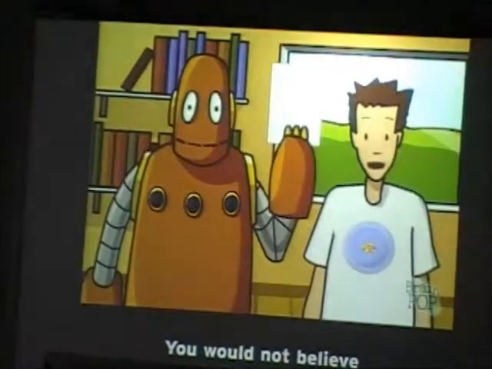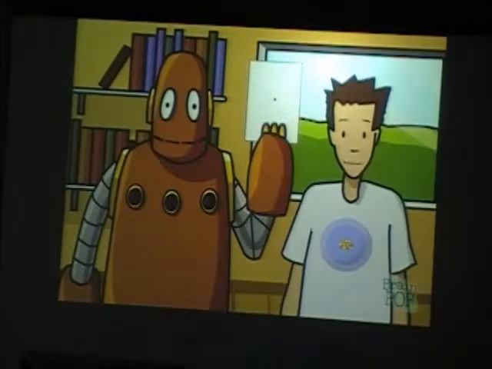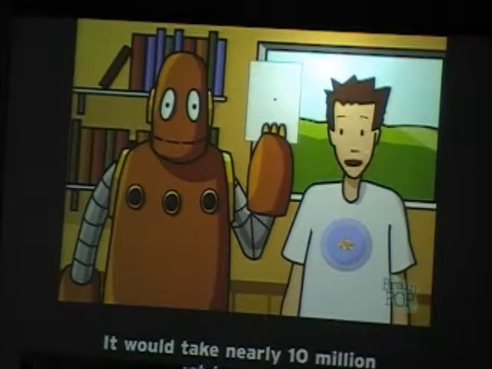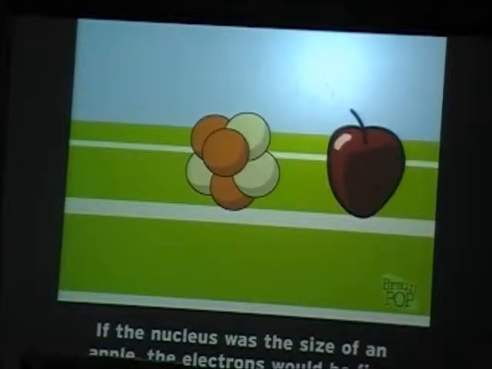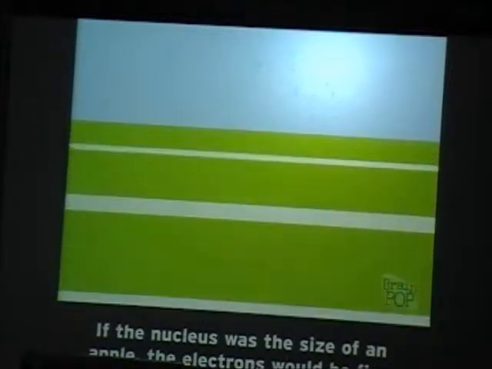So atoms are very small. Small atoms are. It would take nearly 10 million atoms just to cross this dot. And the scale of the atom itself is even more ridiculous. If the nucleus was the size of an apple, the electrons would be 5 whole football fields away.